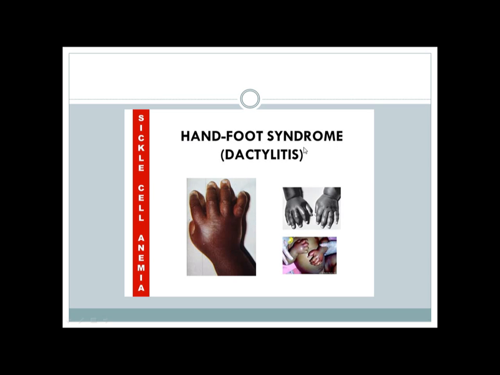And sometimes there is something called painful crisis. This also occurs due to formation of clots in the blood vessels that supply bones. So those are the most common sites of obstruction. So what happens after obstruction and those symptoms?